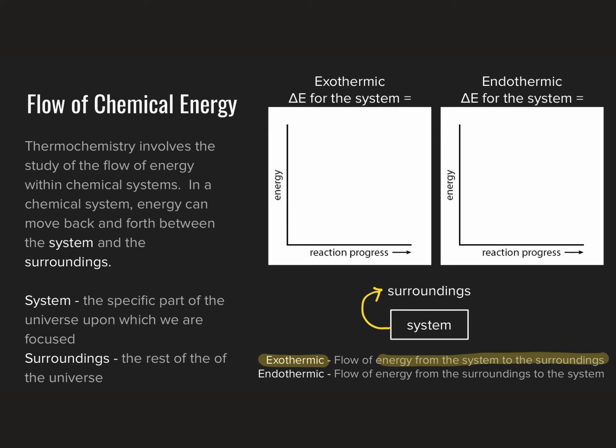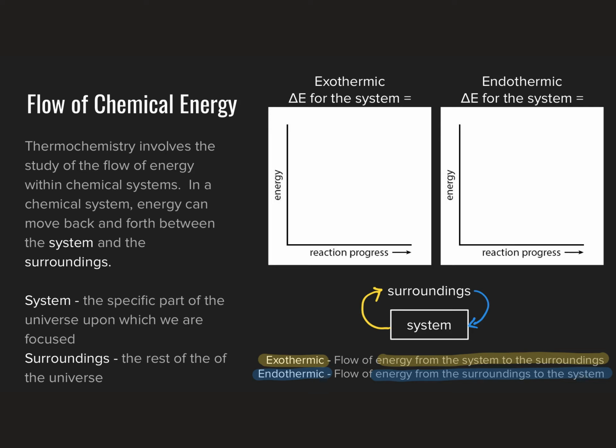process. And that prefix there, exo, literally means beyond. So essentially it means that energy flows from the system to the beyond. So it moves out of the system. The opposite of that exothermic process, where energy flows from the surroundings into the system, would be referred to as an endothermic process.